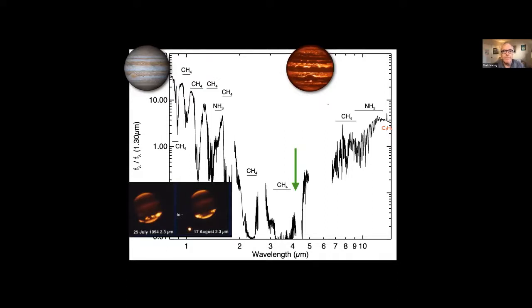The bottom left are some images from the Shoemaker-Levy 9 impact onto Jupiter. And I remember at the time I was on the email exploder for everybody sharing their images. These images were taken right here at this 2.3 micron methane band, here in the center bottom, where the planet is normally very dark. And I remember in the email chain, there were people saying, oh my gosh, these impact sites must be so hot. They must be like 2000 degrees because they're glowing so bright in the near infrared. And of course, it wasn't that at all.